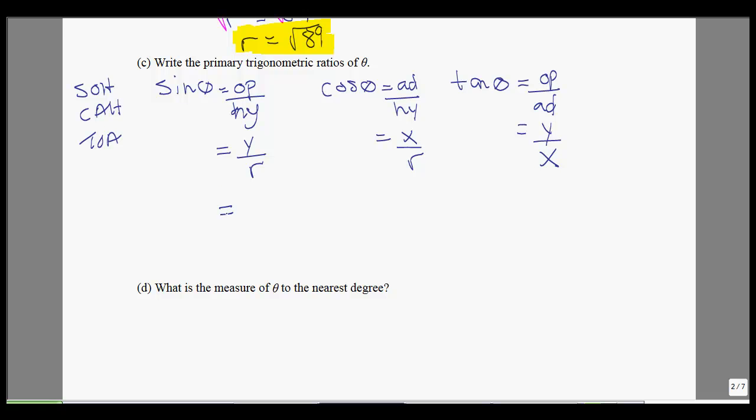Plugging the values we found in here, we get 8 over root 89, 5 over root 89, and 8 over 5.